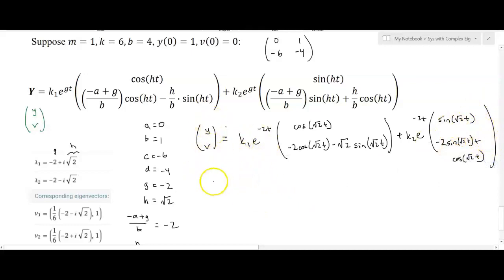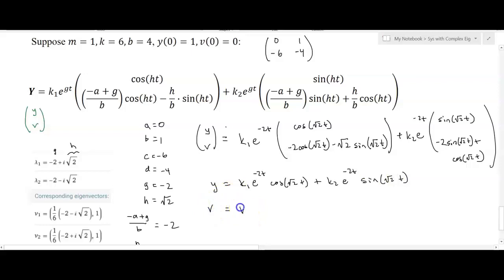So now we can write the y and v equation. So y is going to equal k1 e to the negative 2t cosine square root 2t plus k2 e to the negative 2t sine square root 2t. So let me take a moment and write that out. So k1 e to the negative 2t cosine of square root of 2t plus k2 e to the negative 2t sine of the square root of 2t. And then the second equation is going to be the uglier one.